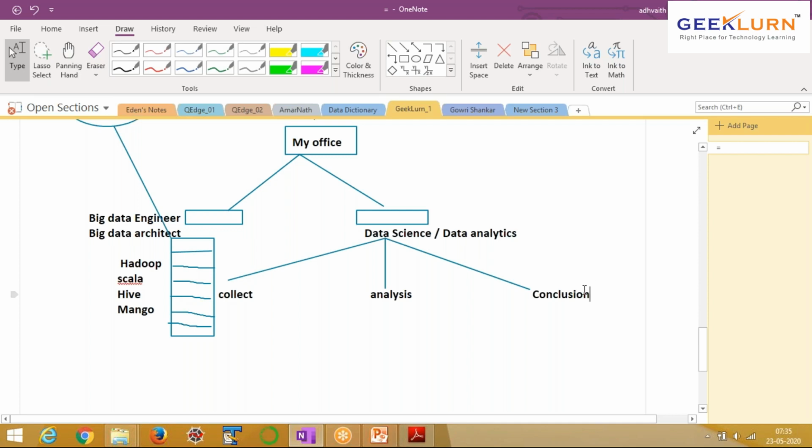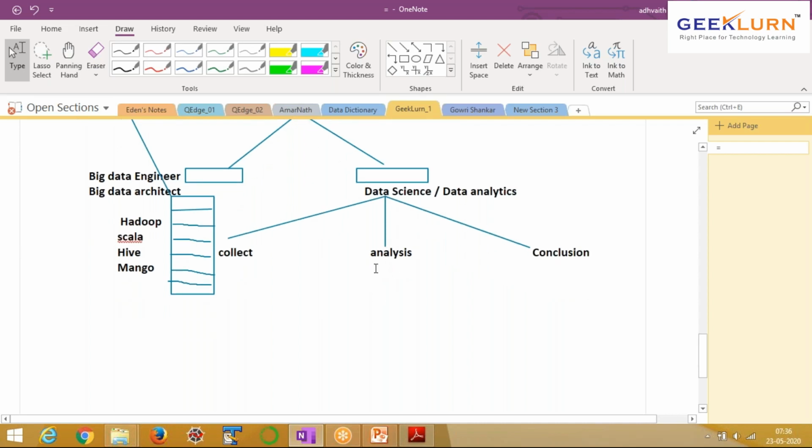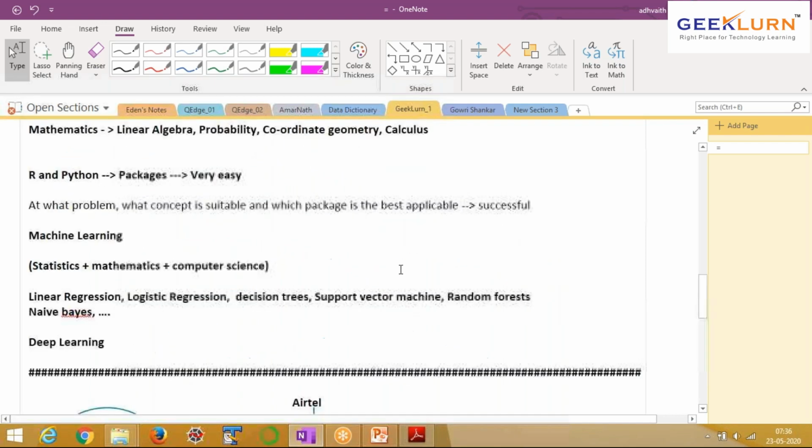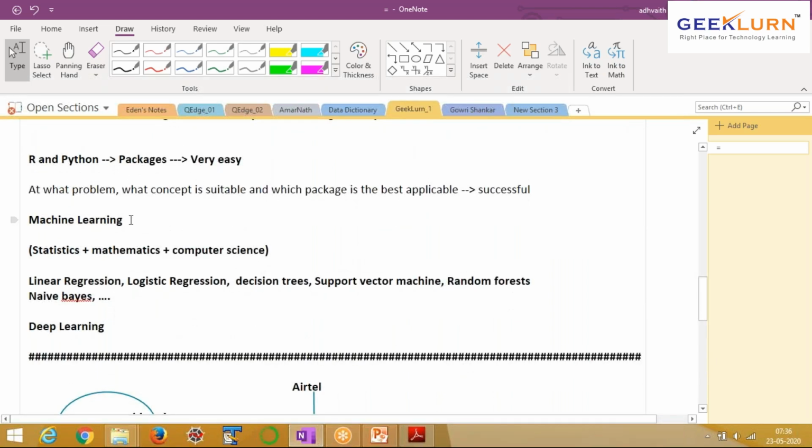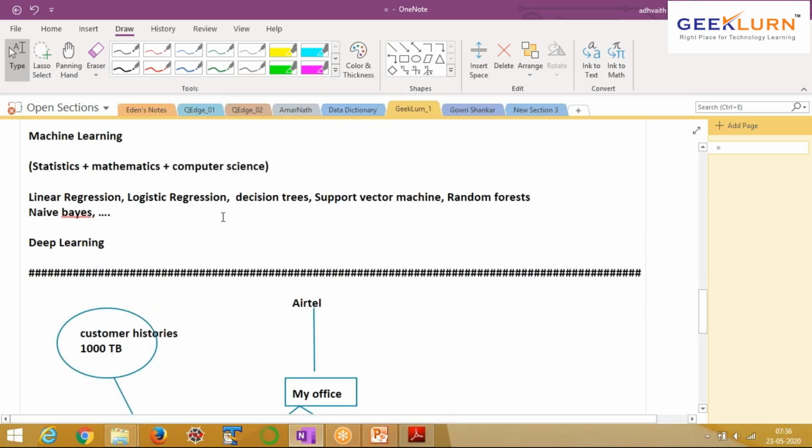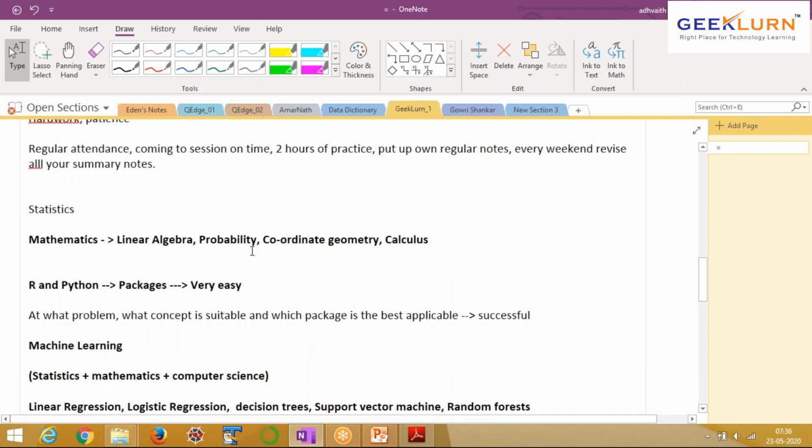Finally, coming to the conclusion and explaining it, here you should use good explanatory skills: how to explain the things you have learned and what you observed. Most of the time you will spend is on the analysis part. What is this analysis? To understand this analysis properly, you should have statistics and mathematics, computer science, machine learning, and deep learning. All these are the things which I told you yesterday.